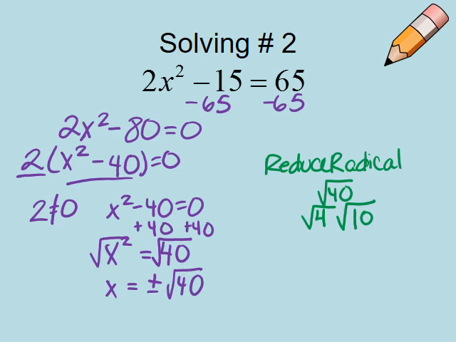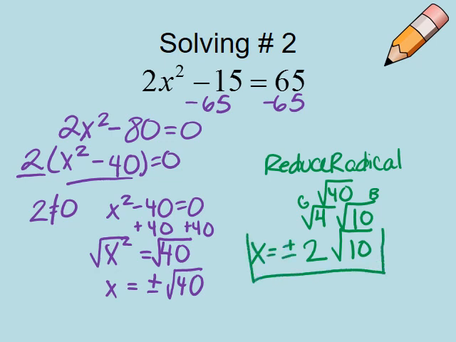We like square root of 4, that's a good root, because it reduces down to just 2. Square root of 4 equals 2. Square root of 10 doesn't change. It doesn't reduce. It doesn't simplify. So my final answer is x equals positive and negative 2 square root of 10.